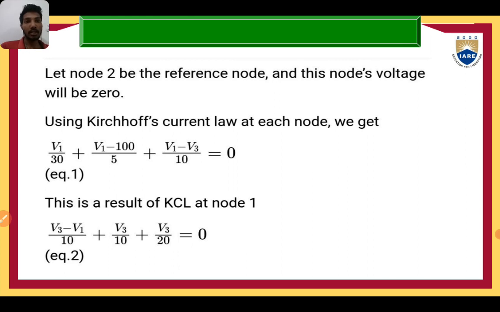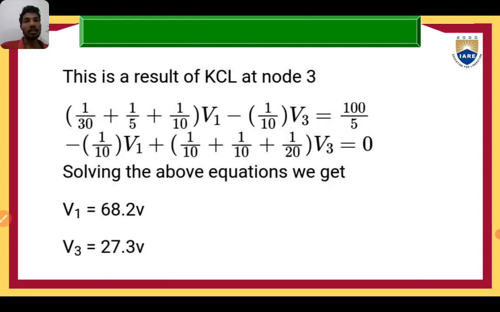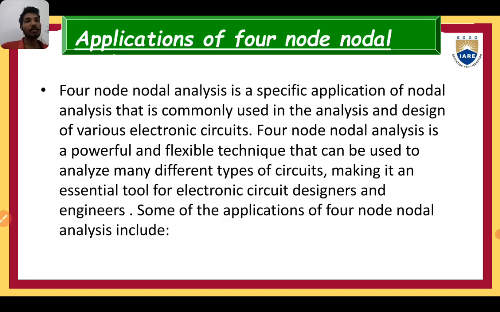(V3 minus V1) by 10 plus V3 by 10 plus V3 by 20 equal to 0. This is equation 2, the result of KCL at node 3. Rearranging: (1 by 30 plus 1 by 5 plus 1 by 10) into V1 minus 1 by 10 into V3 equal to 100 by 5, and minus 1 by 10 into V1 plus (1 by 10 plus 1 by 10 plus 1 by 20) into V3 equal to 0. For solving the above equations, we get V1 equal to 68.2 volts, V3 equal to 27.3 volts.